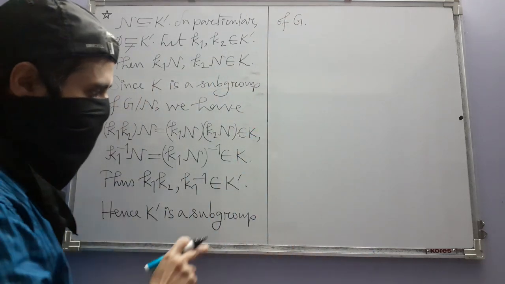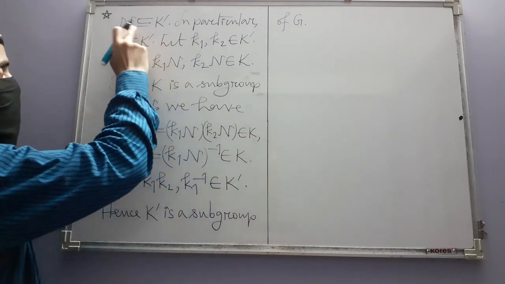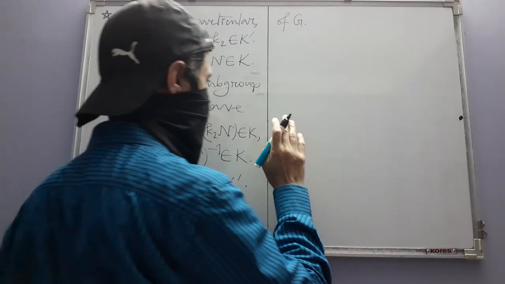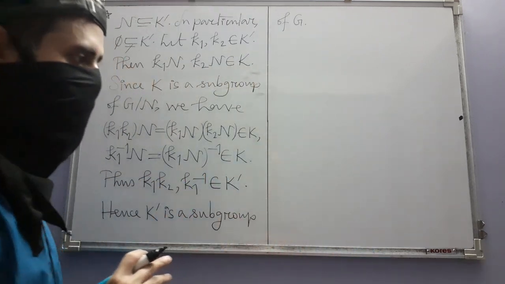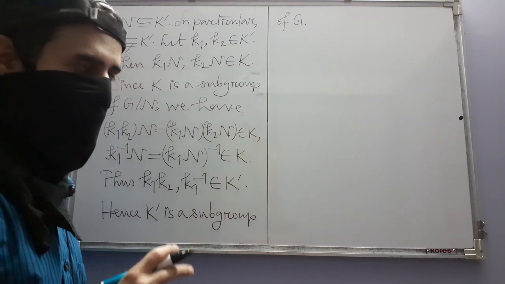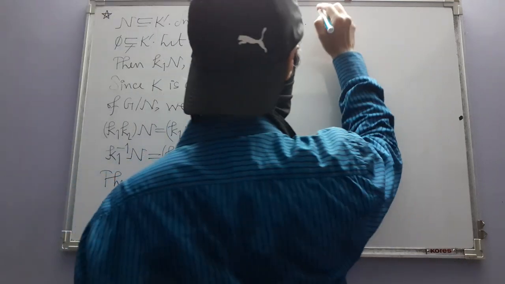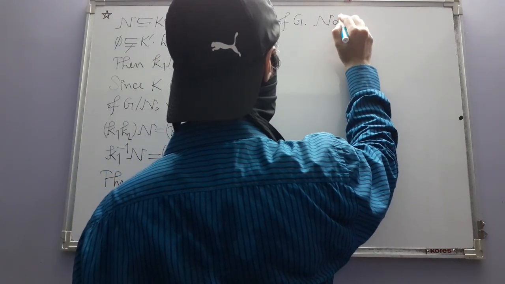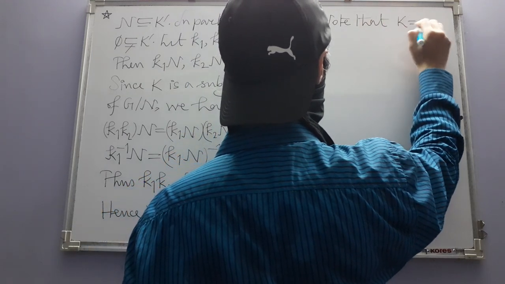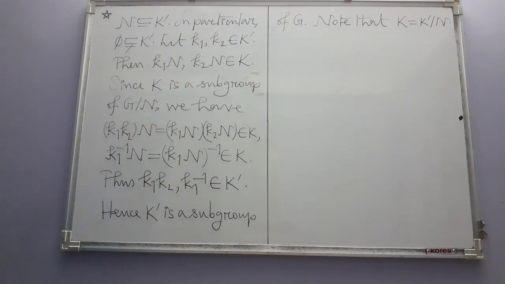Now note that we have managed to prove that K prime is a subgroup of G. Also, it contains N. So K prime now almost looks like H. Now the only thing we have to recognize is the fact that our subgroup K of G by N is actually nothing but K prime by N. But how are you going to prove this?